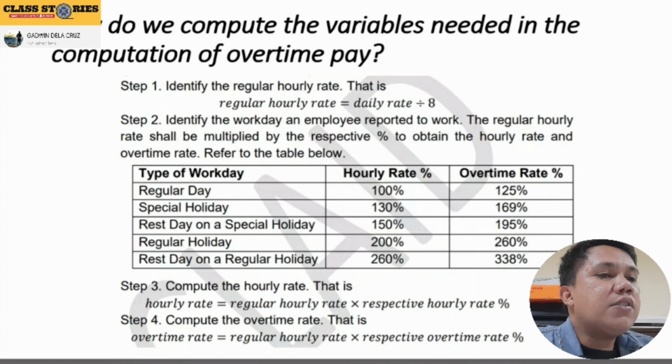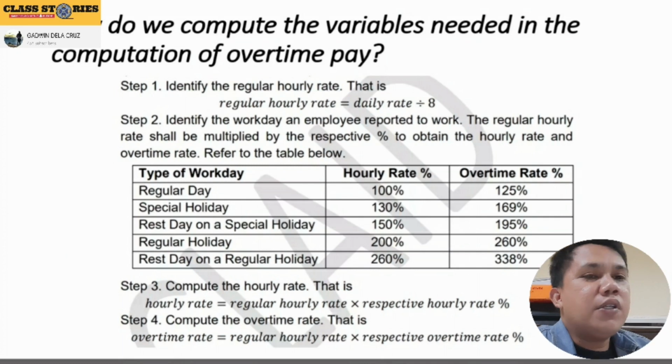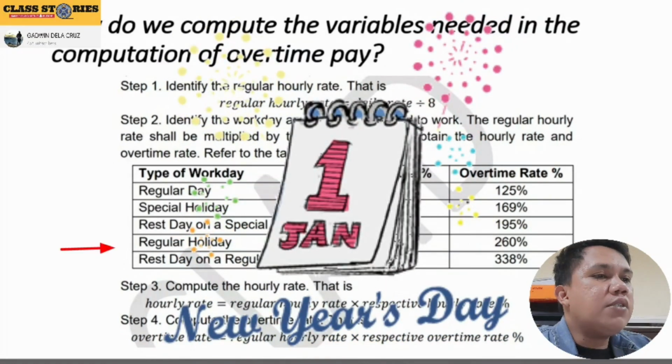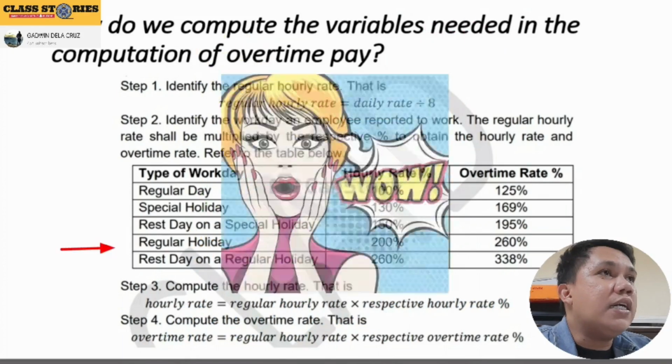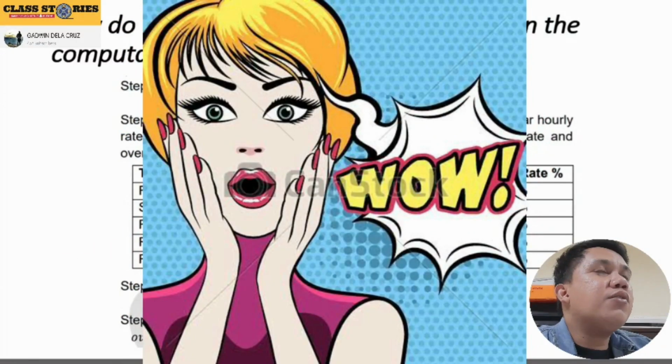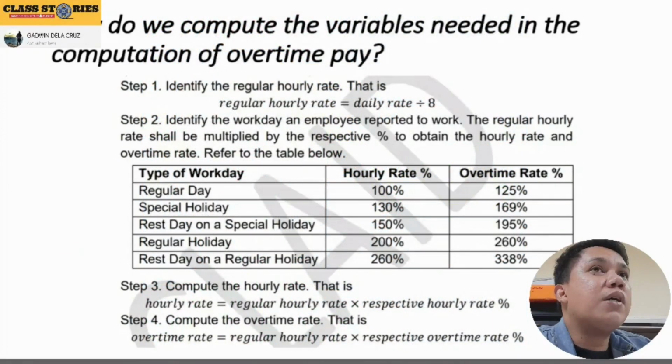Okay, kung ikaw naman ay papasok ng rest day, tapos nataon na special holiday yon, 150% ang bayad sa iyo per oras. Kapag ikaw naman ay nag-overtime ng rest day on special holiday, you will receive 195% overtime rate. Next, regular holiday. Ito yung sample nito. New Year's Day. Ayan. Pag pumasok ka nito, ang per oras mo ay 200%. Doble. No? So, kung 100 pesos ang isang oras mo, magiging 200 pesos.